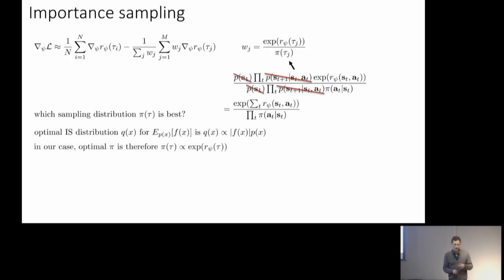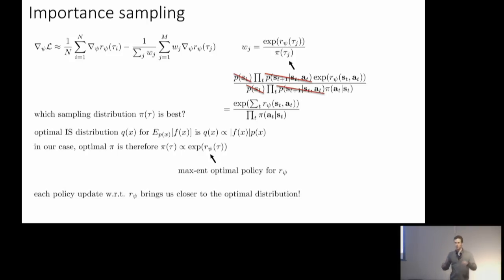So in our case, this means that the optimal pi to sample from is the pi that's proportional to the exponential reward. That coincidentally happens to be the maxent optimal policy for our psi. So if we're using importance sampling and we improve our policy with respect to our psi every single step, we're bringing it closer and closer to the ideal importance sampling distribution. Which means that even though these importance weights might be ill-conditioned, very large or very small for bad pi's, we're explicitly optimizing pi to make these weights nice. So that's quite an appealing thing.